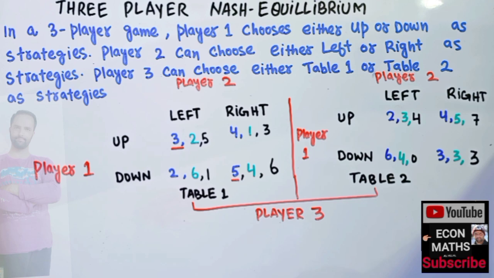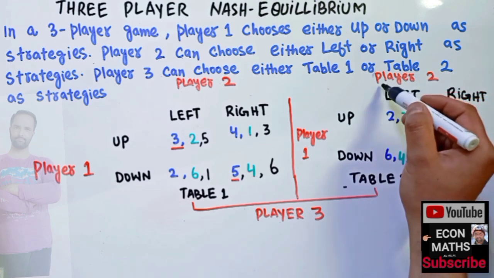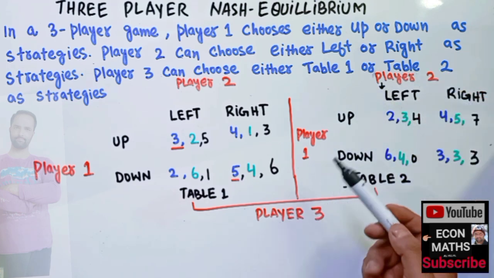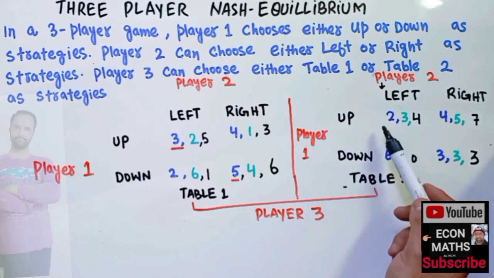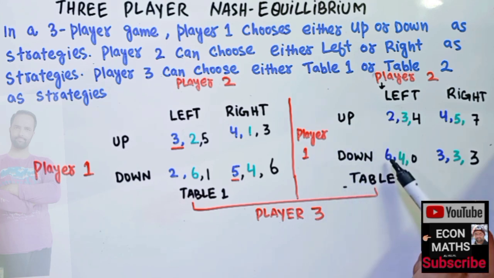Again, this time let us suppose player 3 chooses table 2nd and player 2 chooses left. What are the options for player 1? Player 1 can go either up or down. Up gives him 2, down gives him 6, so obviously he will choose more, that means he will choose to go down, that means we underline this very number.